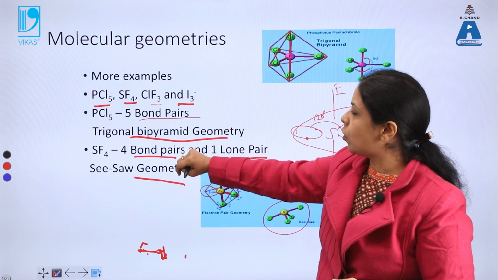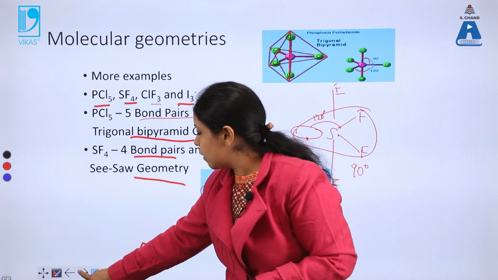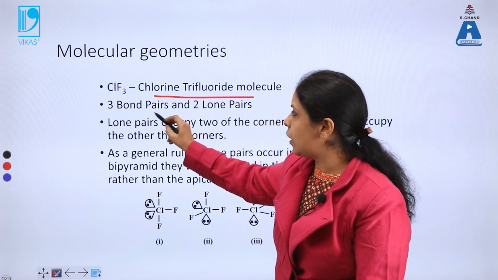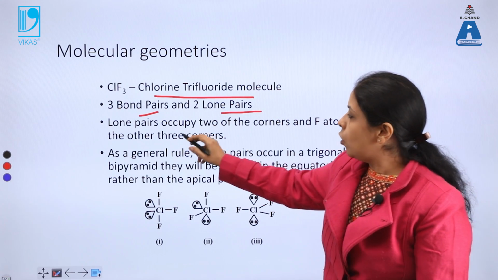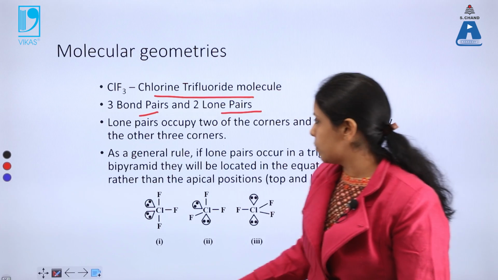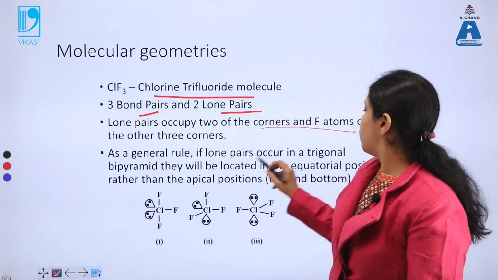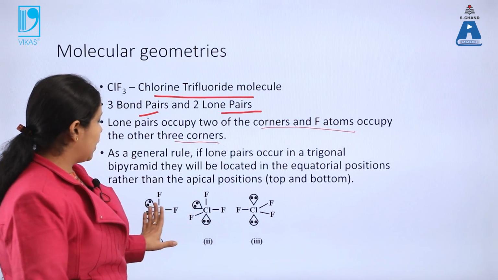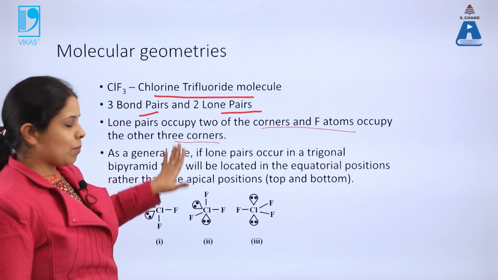Next 2 molecules which we are talking about are ClF3 and the triiodide ion, which are like this. ClF3 is chlorine trifluoride molecule. It has 5 electron pairs, but 3 are bond pairs and 2 are lone pairs. Lone pairs occupy 2 of the corners and fluorine occupy the other 3 positions. Now this is my molecule. It can have either of these. 2 lone pairs are present and 3 bond pairs are present.